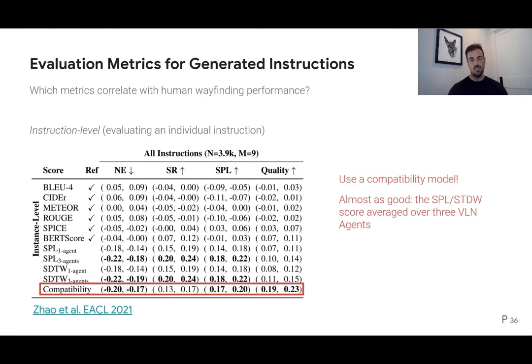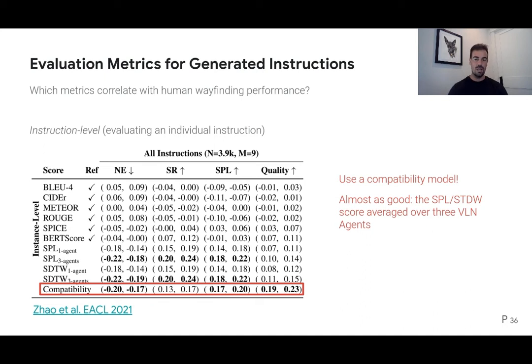Now, the other question is, what about at the instruction level? What if we want to evaluate the quality of an individual instruction as opposed to a model? And in this case, we don't have the ability to aggregate our scores over many, many different instructions. And so the variance of the evaluation metric is much more important. And so it turns out that in this case, the best approach is to use a compatibility model, like the dual encoder that we proposed earlier.